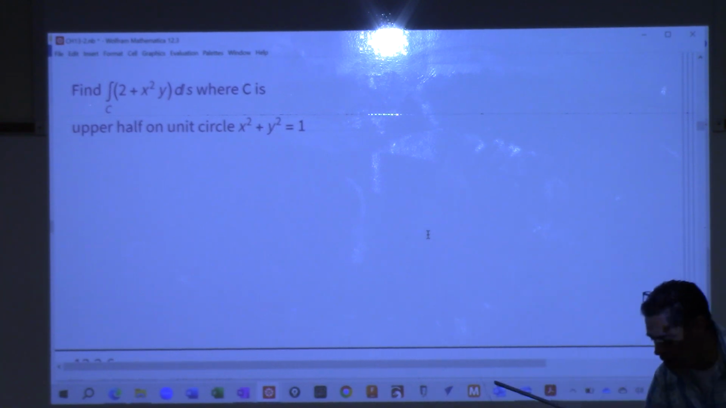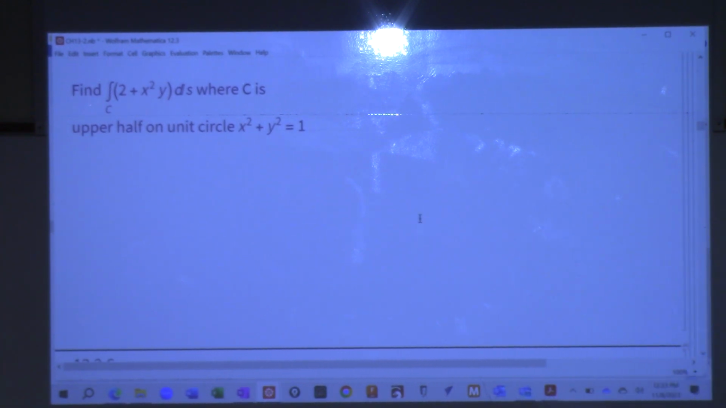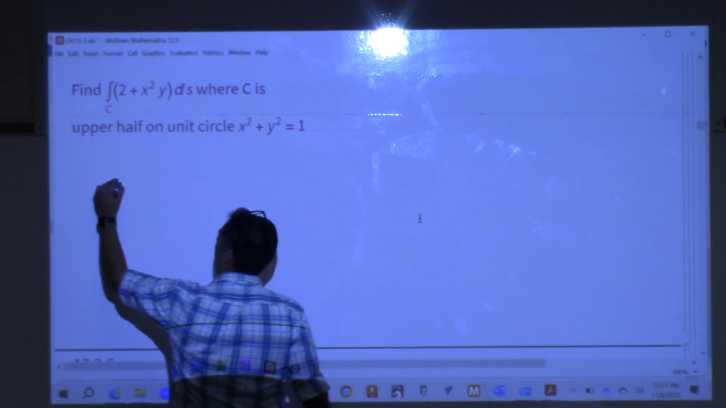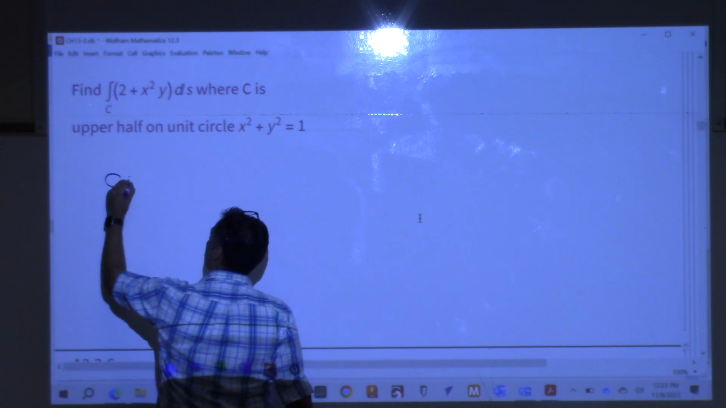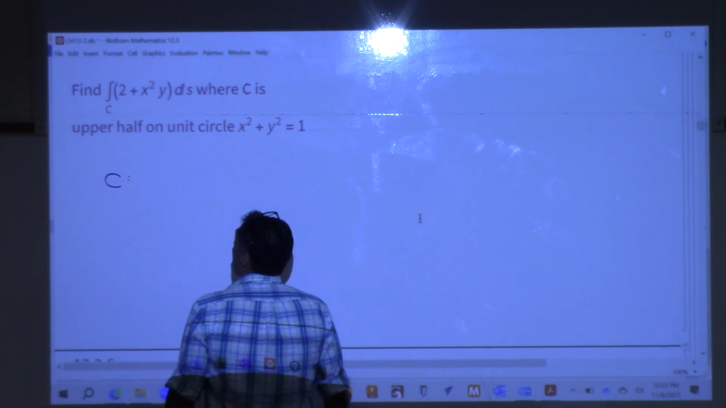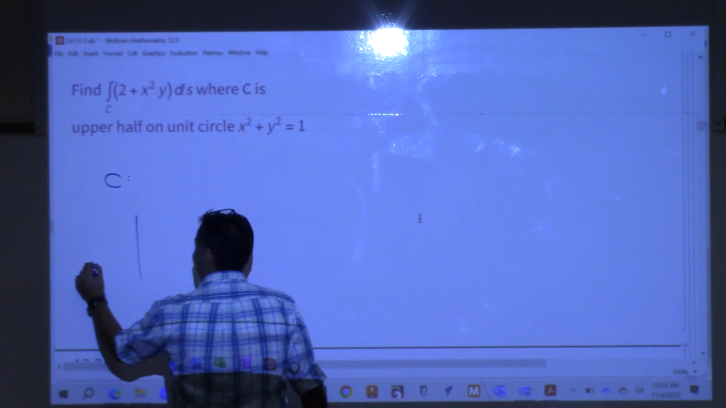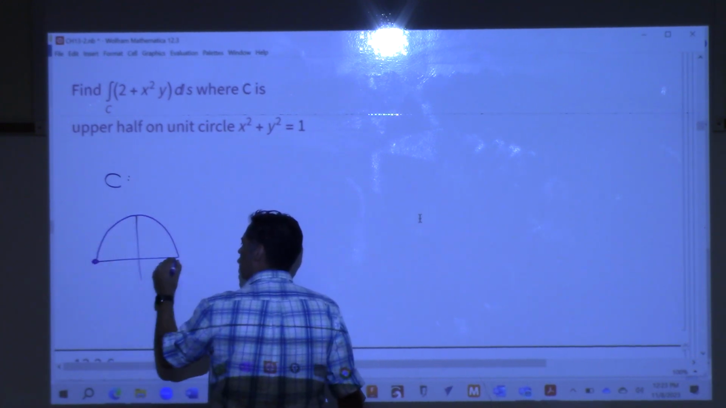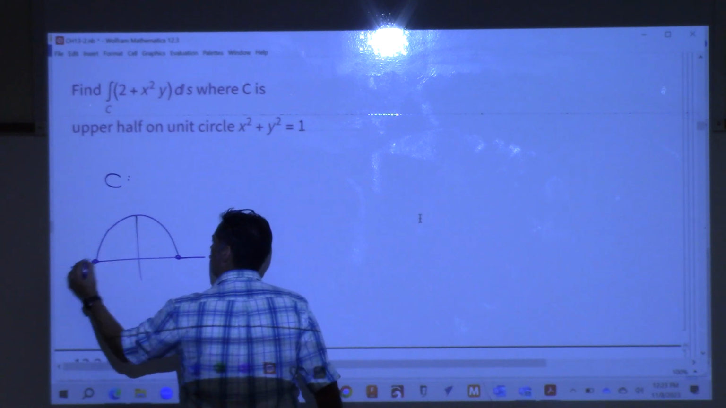So the first thing I'm going to do is try and figure out if I can find a parametric representation of the circle C. So I need to draw this, right? Unit circle, I need to draw this. Goes from there to there. This is C right there.